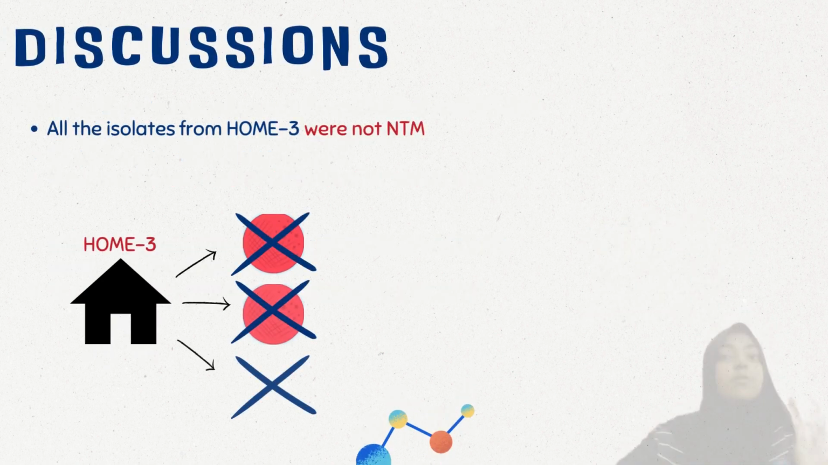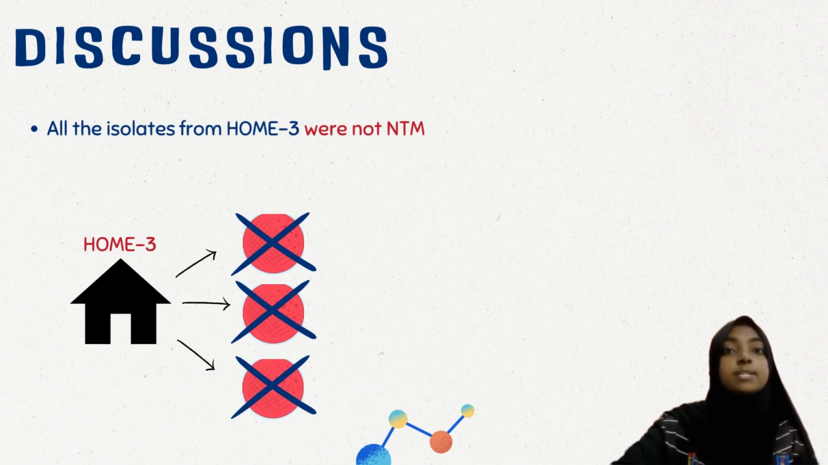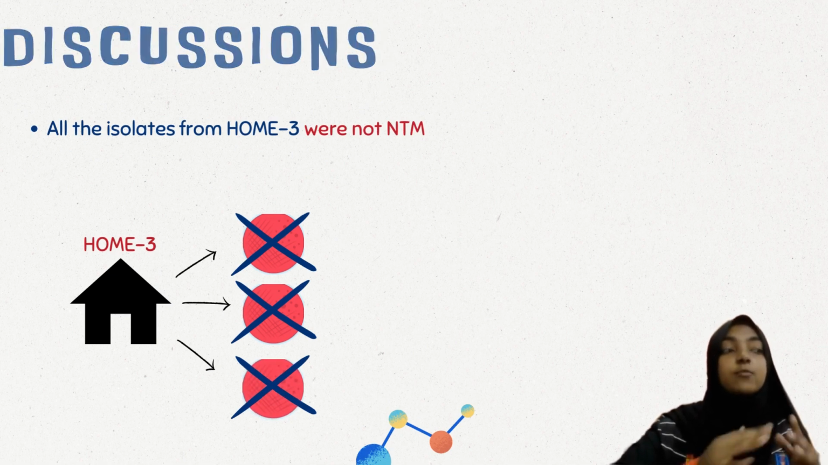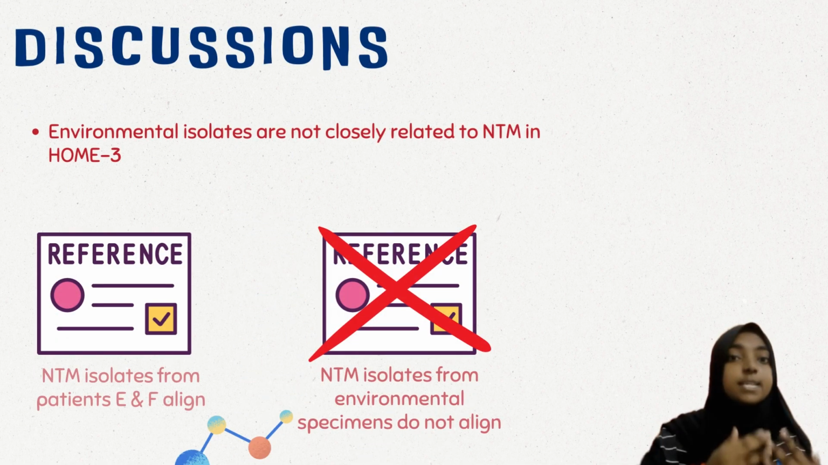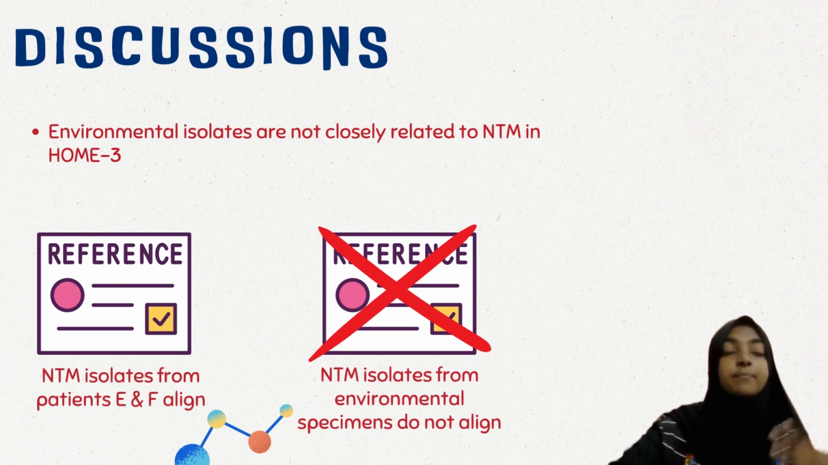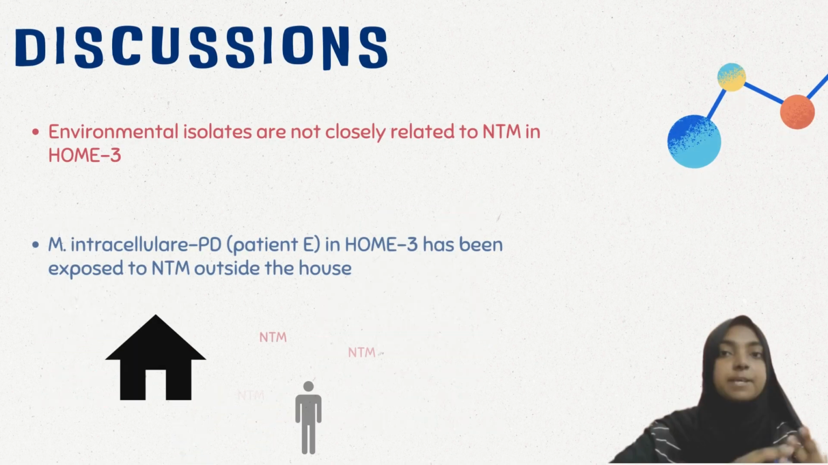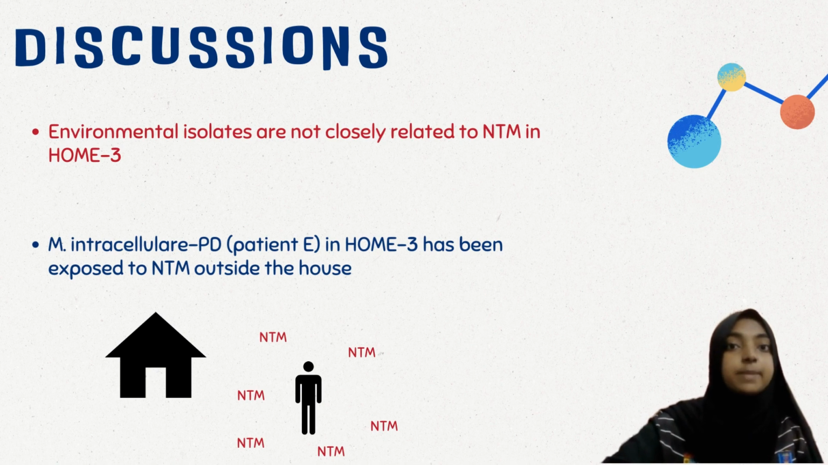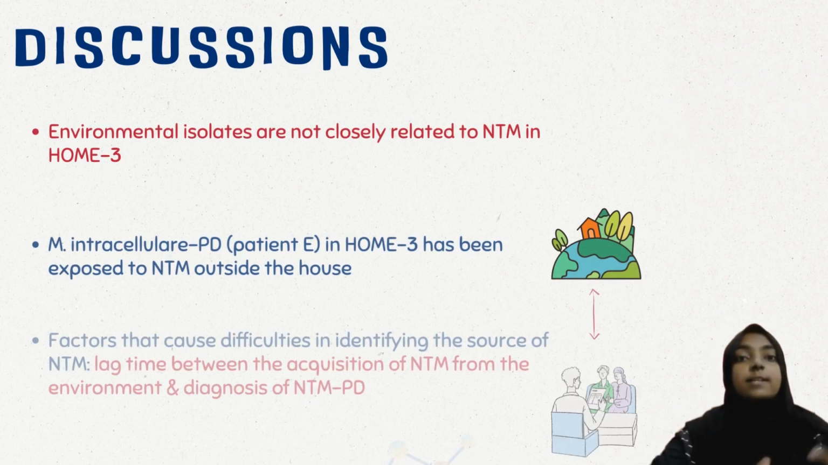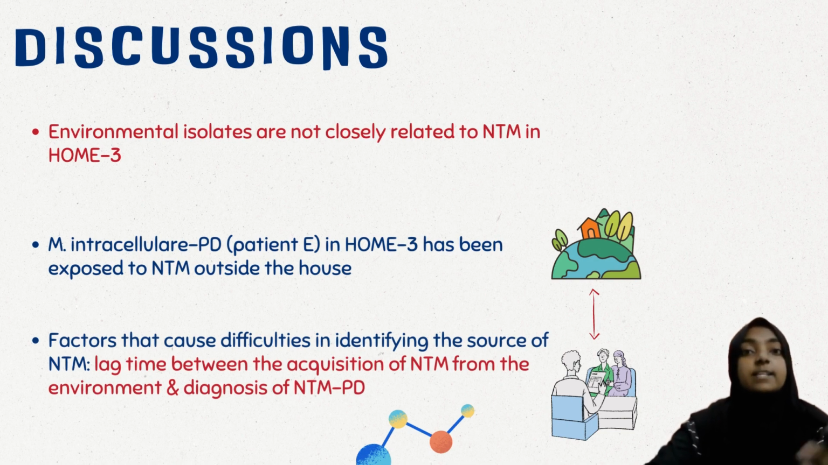Also, all the isolates from home 3, 3 morphologically distinct colonies cultured from 1 environmental specimen, were not NTM. This can be proven by the sequencing reads of NTM isolates from patients E and F aligning to the NTM reference genome, while those from environmental specimen isolates do not align. Therefore, they concluded that environmental isolates are not closely related to NTM in home 3. From this study, patient E, who has M. intracellulare PD in home 3, has been exposed to NTM outside the house.